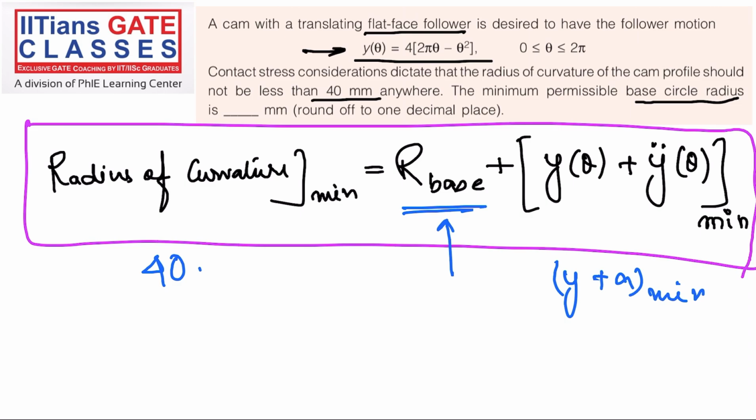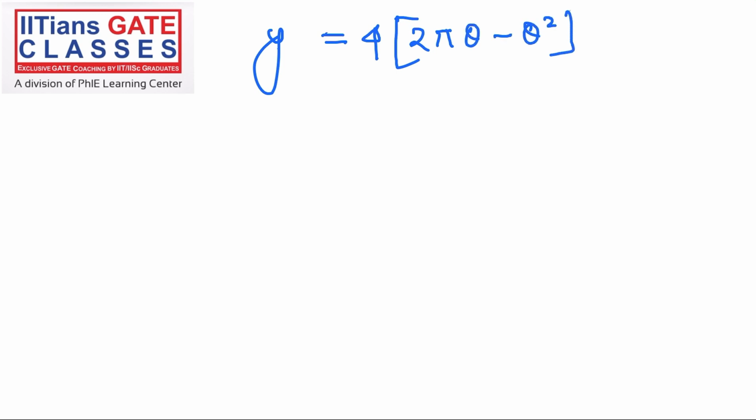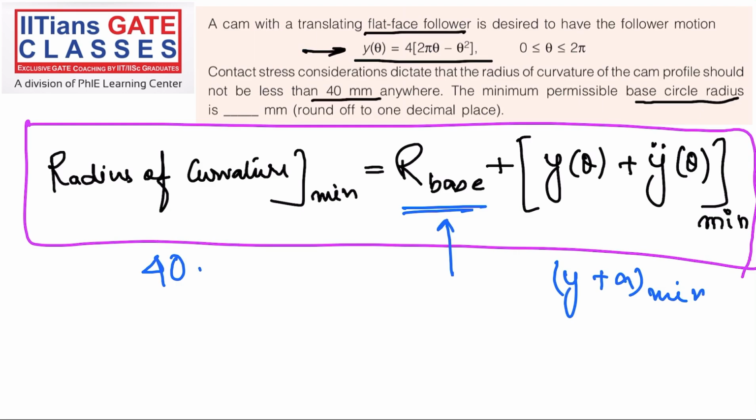So we need to calculate this part. If we calculate this part, we can easily calculate the base circle radius. So let us try to calculate. What is given? The value of y is given as 4 times 2 pi theta minus theta square.